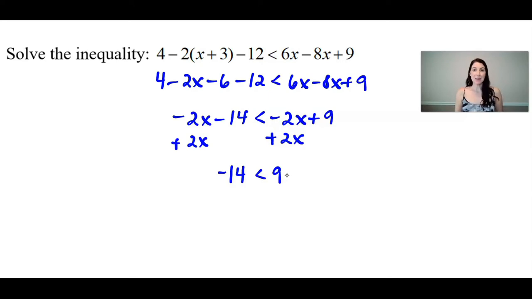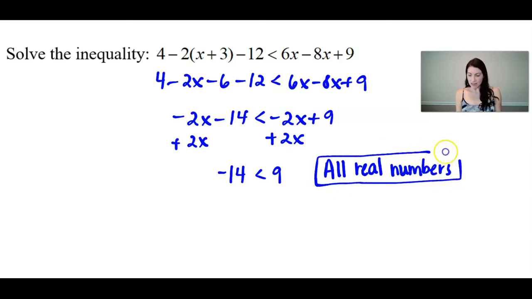So here we have a special situation. My variables have eliminated, and I need to decide if this inequality is true or false. Is -14 less than 9? Since this inequality is true, your answer would be all real numbers. And again, this special situation happens when your variables eliminate and you end up with a true inequality.